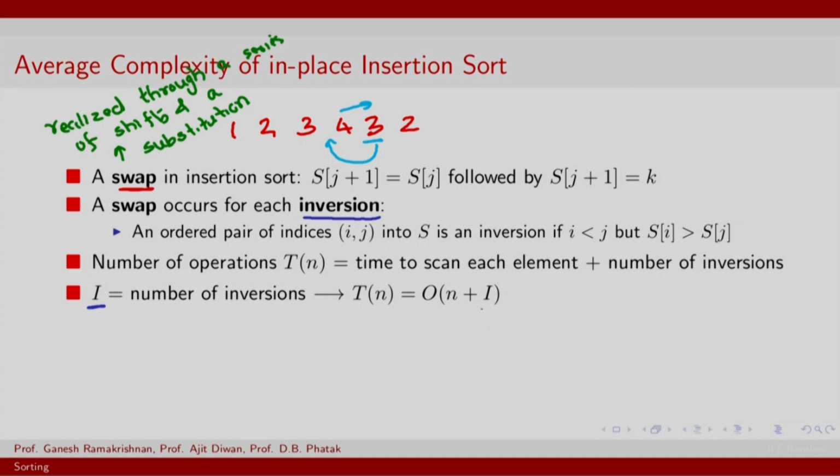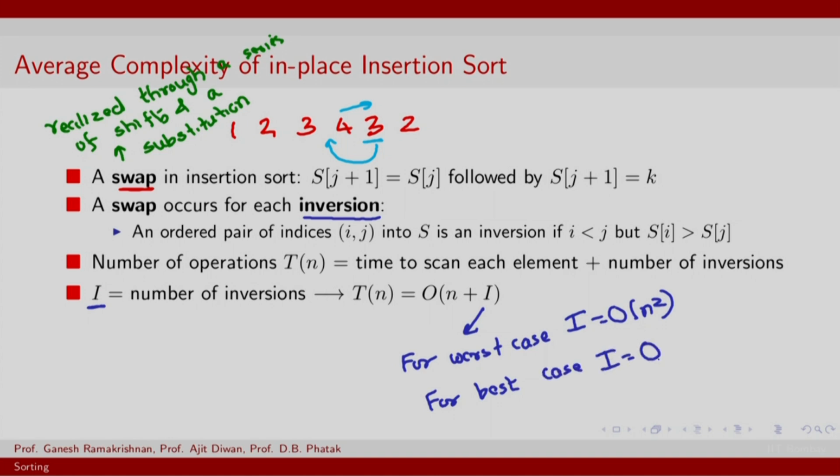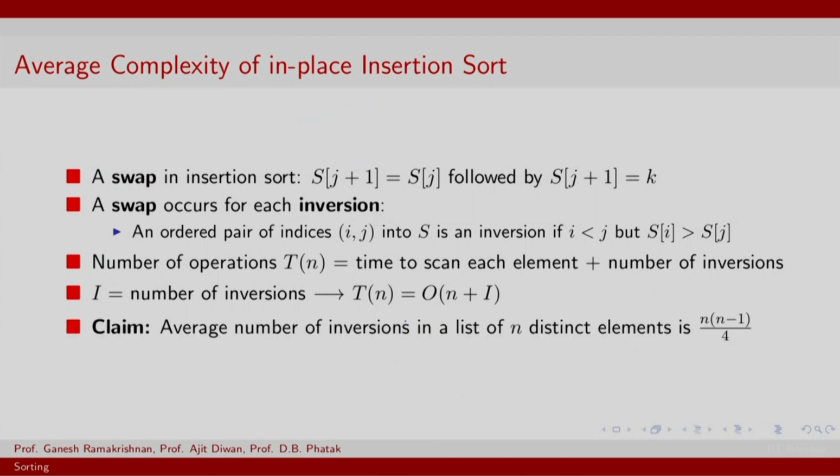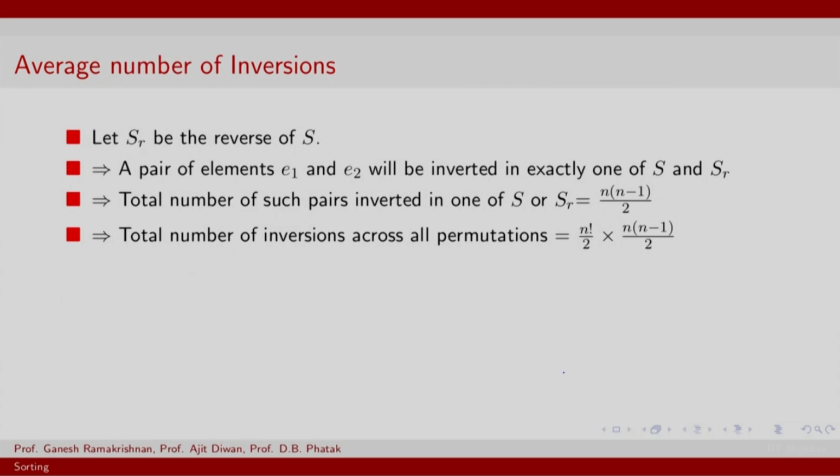We already know that for the worst case, the number of inversions I is order n square, and for the best case, the number of inversions is 0. The claim is that the average number of inversions in a list of n distinct elements is n into n minus 1 divided by 4. How did we come up with this number? So here is some analysis.